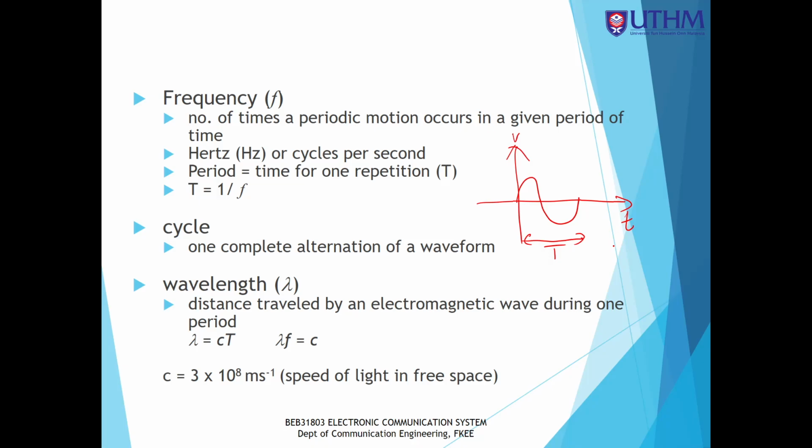In order to find the frequency, we can do F equal to 1 over T. T is the period of time to complete one complete cycle. Okay. So for one complete cycle, how much is the time? And then to get the frequency, you do the division 1 over T. Okay. T is the time for one repetition.